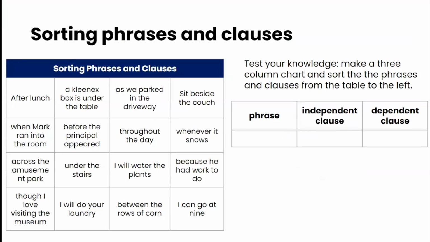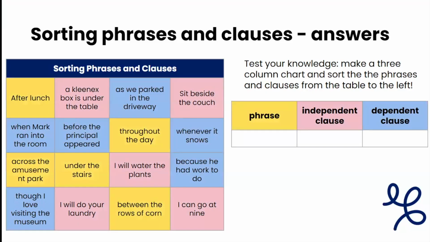Test your knowledge. Try this activity. You have just learned about phrases, independent and dependent clauses. Grab a piece of paper and make a 3-column chart. Pause this video and see if you can sort the phrases and clauses in the grid into each of the 3 categories. How was that? Take a look at the answer key to see how you did. Pause the video again here if you need. Otherwise, we will examine a few of the answers.